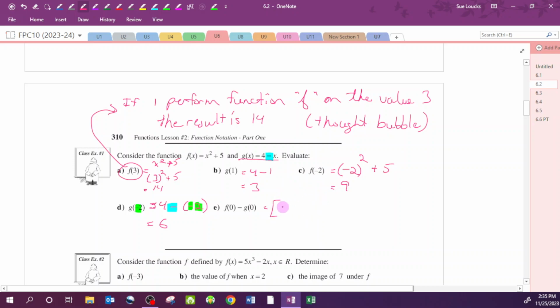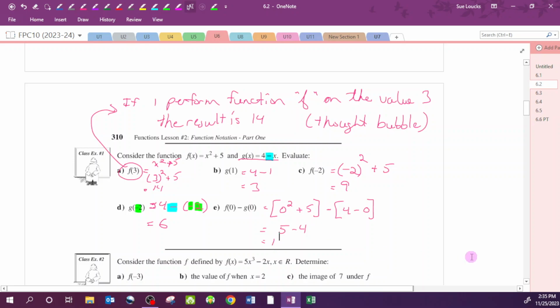So I'm going to have, this is x squared minus 5. So that's going to be 0 squared, plus 5. That's the f of 0. And then I'm going to subtract my g of 0, which is 4 minus 0, or minus my x. So this is going to be 5 minus 4, which equals 1.